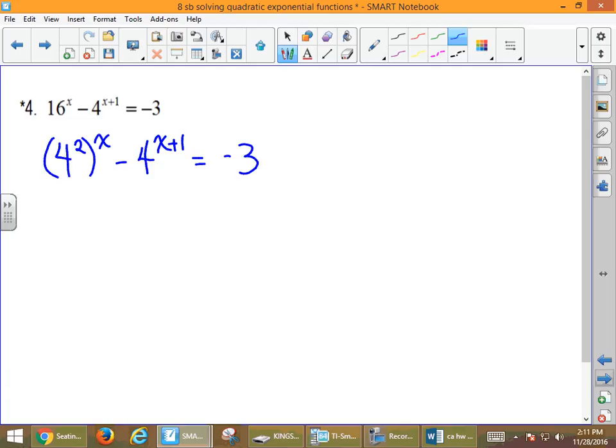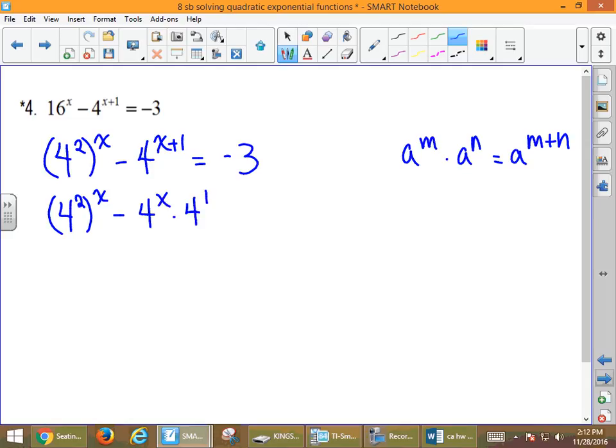Well, we need to do something with that middle term. That 4 to the x plus 1 isn't going to help us solve the problem too much. But if we can remember back to our exponent rules, a to the m times a to the n equals a to the m plus n. We can break apart that second term into 4 squared to the x, 4 to the x times 4 to the 1.